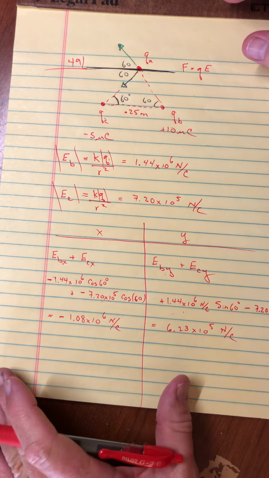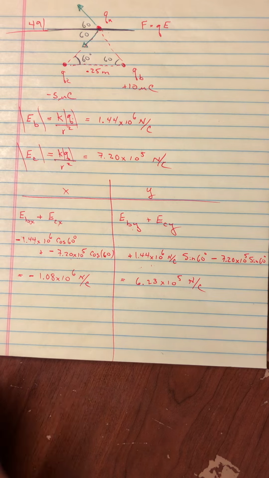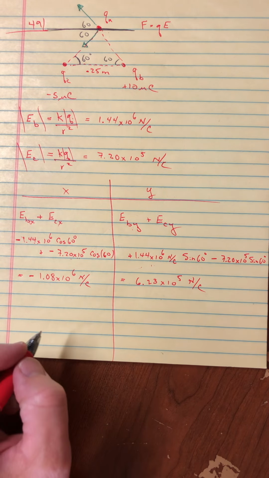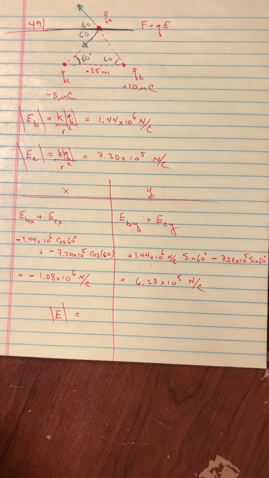Now, let's go back here to the question. It says, find the electric field. We could actually leave it this way. This is called the components. This is the x and the y. Or we could say the magnitude of this electric field.